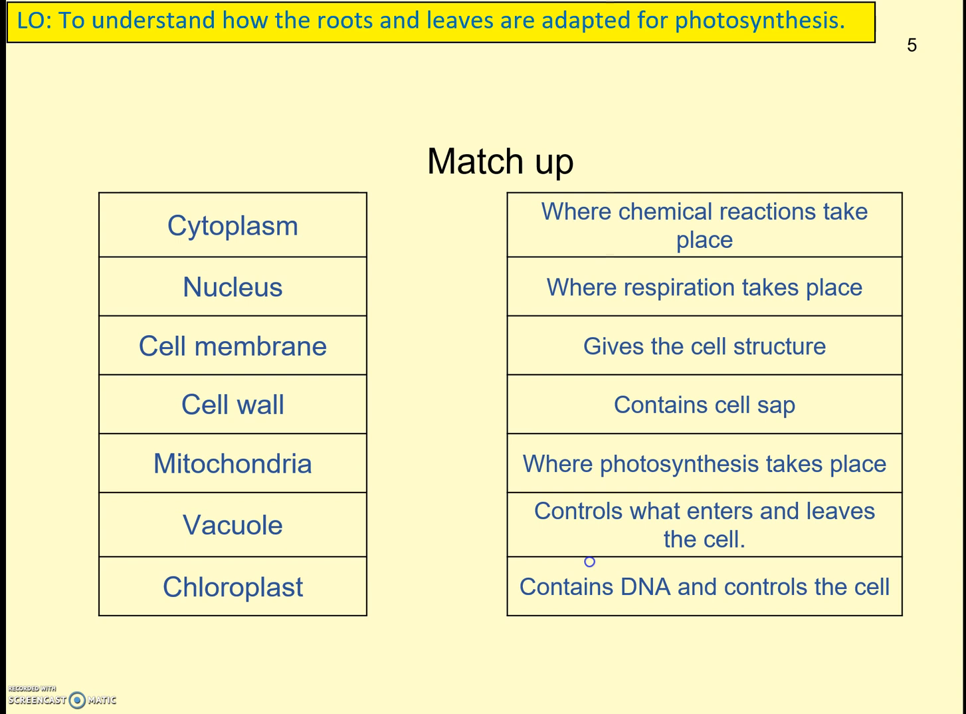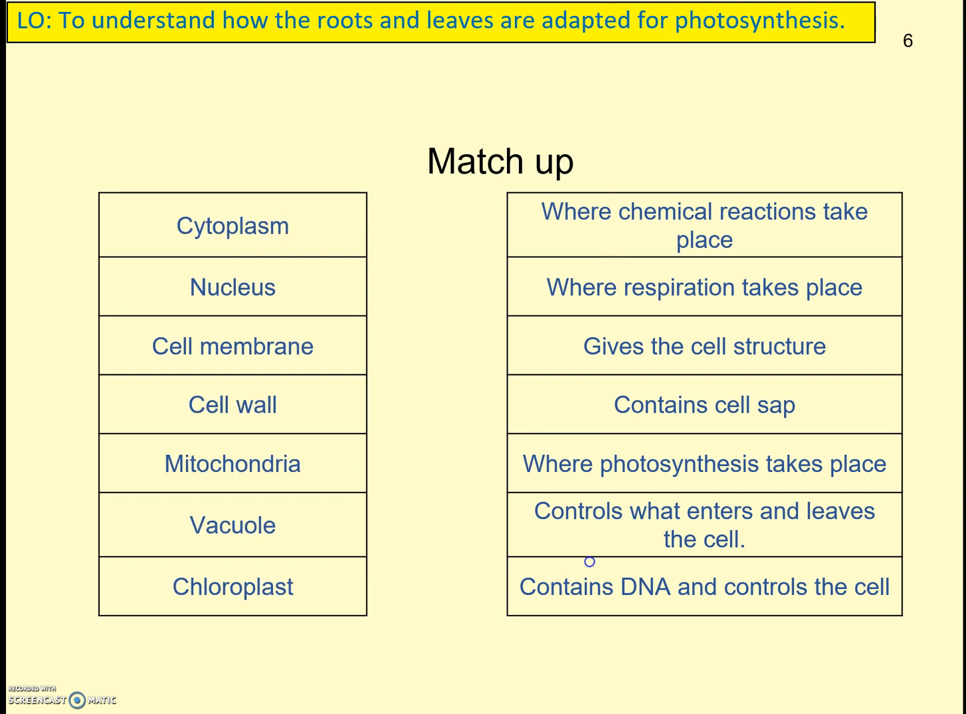Well done, Year 7s. Give yourself a tick for the ones that you got right. So you should have noticed that the cytoplasm is where chemical reactions take place. The nucleus contains DNA and controls the cell. The cell membrane controls what enters and leaves the cell. The cell wall gives the cell structure. The mitochondria is where respiration takes place. The vacuole contains the cell sap, and the chloroplast is where photosynthesis takes place. Please pause the video, correcting your work now.